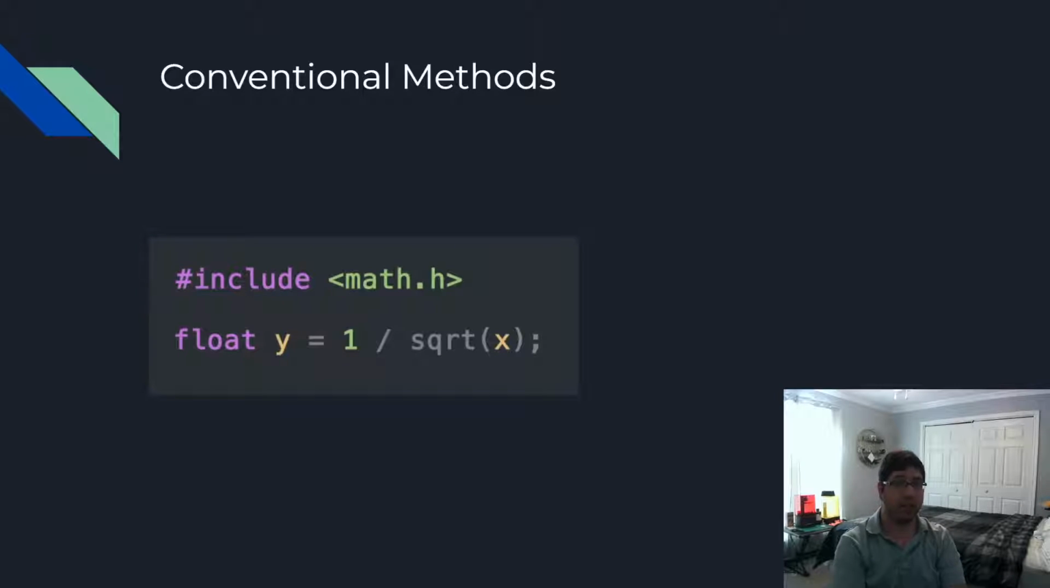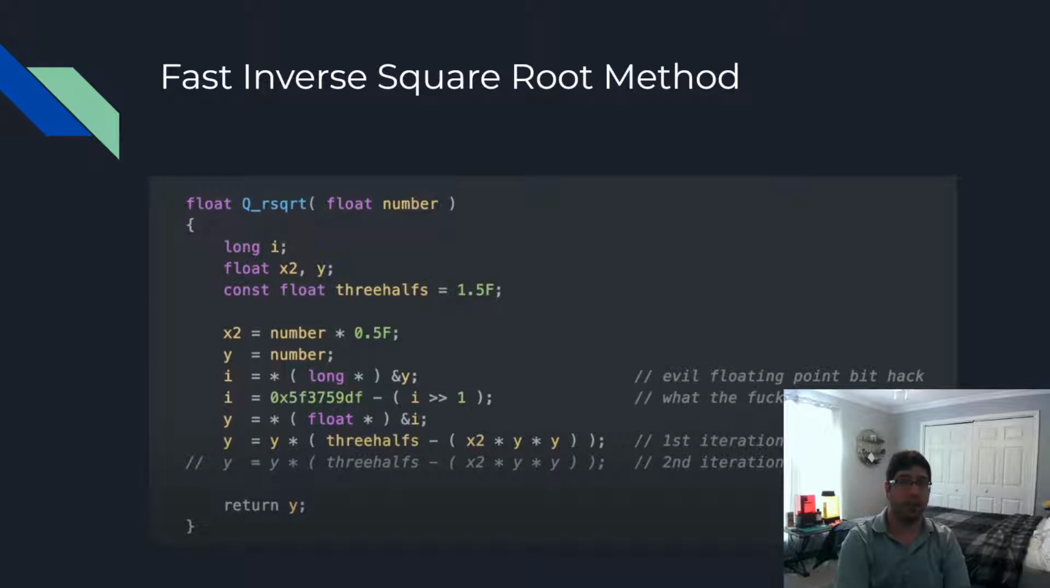So conventional methods tell you just get a library or a header file. The previous programmer has already optimized it as best as they can. So you just do 1 divided by square root of x. And while that is faster, it's not much faster. So in the early 2000s, the developers of Quake 3 Arena were trying to implement their own method. So for the sake of brevity, we're going to skip the first 5 lines of code except for the float y, which is important. What we're going to skip to is the evil floating point bit hack line.